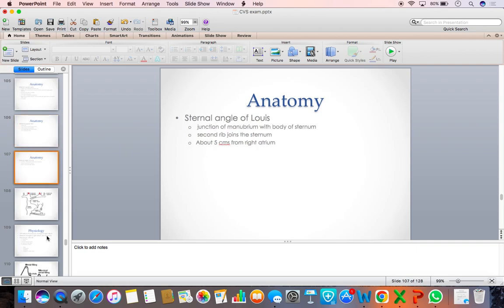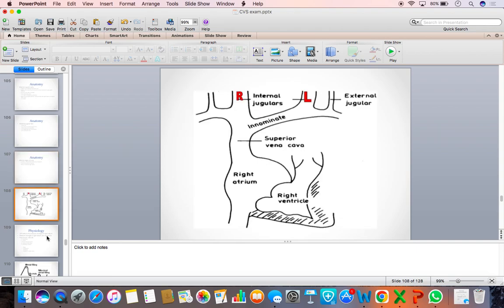Another important anatomical landmark is the sternal angle of Lewis. It is the junction of the manubrium with the body of the sternum. The second rib joins at the sternum, and this point is near 5 centimeters vertically from the right atrium. And if you see this picture, it denotes the right internal jugular vein, which is directly communicating to the right atrium via the superior vena cava.